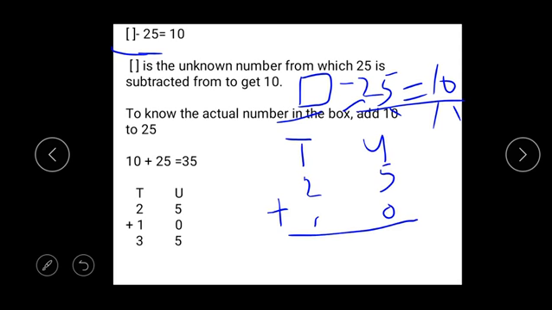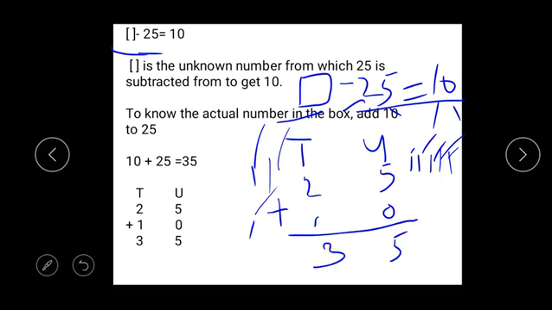So 5 plus 0 is what? 5: 1, 2, 3, 4, 5. 0 means nothing. Count the remaining: 1, 2, 3, 4, 5. You have 5. 2 plus 1 is what? Let's count 2: 1, 2, then 1, and we count 1, 2, 3. We have 3. That is 35. That means the answer in the box is going to be 35, just like we have it here.